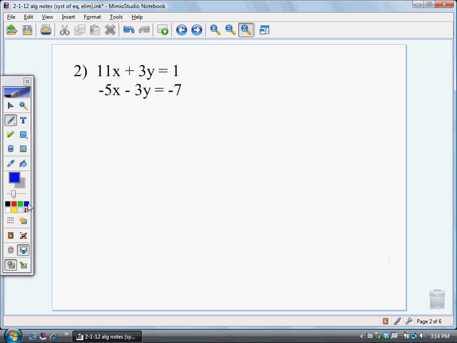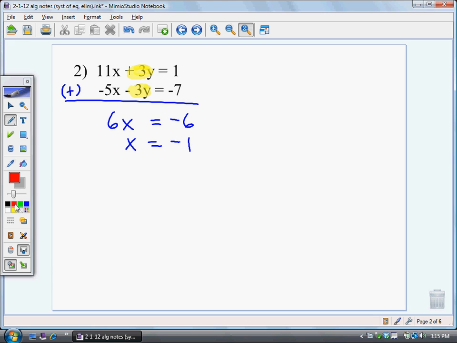In this example, when we add our two equations, the y terms disappear. Notice that you have positive 3y here and negative 3y. Those are going to cancel out. 11x minus 5x is 6x, and 1 plus negative 7 is negative 6. Divide by 6 on both sides, and you get that x is equal to negative 1.